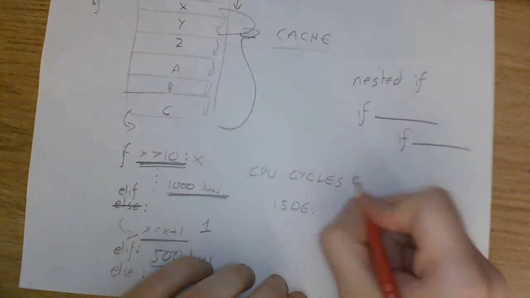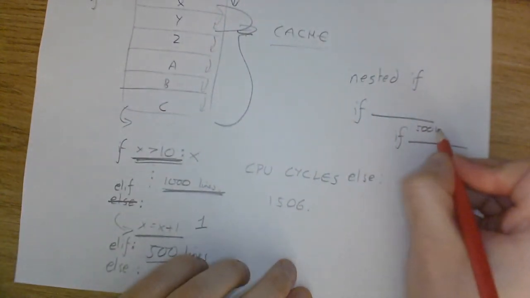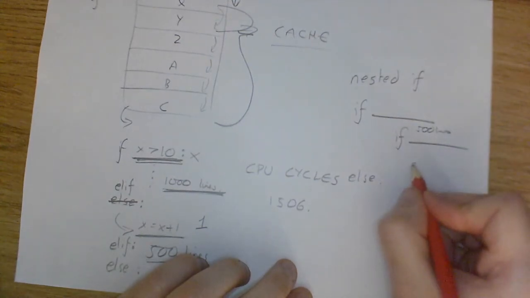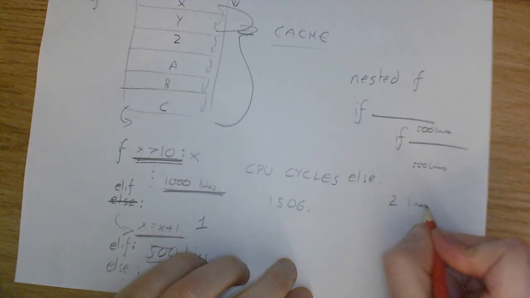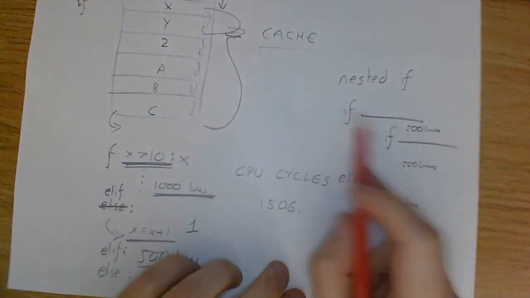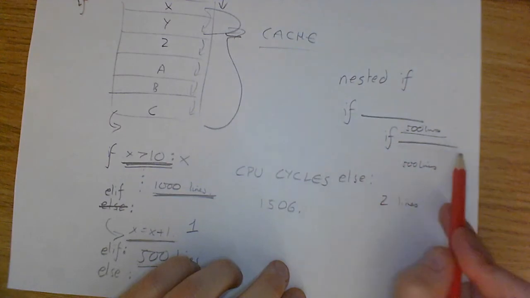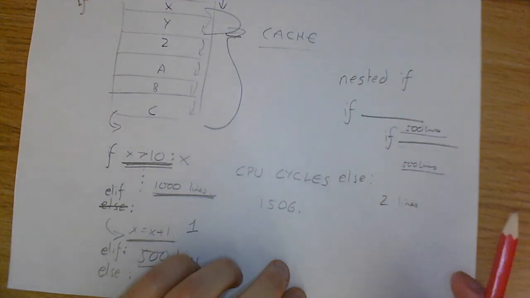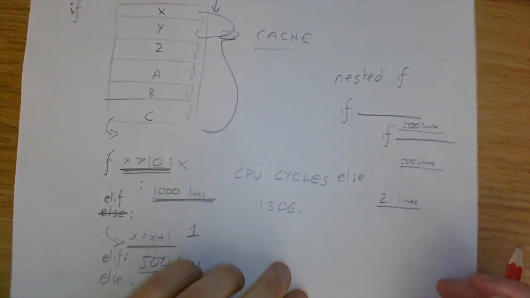Why? Because I could have an else that says, well, I've got 500 lines here, then an if, and then another 500 lines, and then I've got 2 lines here, for example. If I take this, well, I'm going to have to load 500 lines, and if this if executes, I'm going to have to add another 500 lines in there when I get to it. Alternatively, I might just end up loading 2 lines into memory.